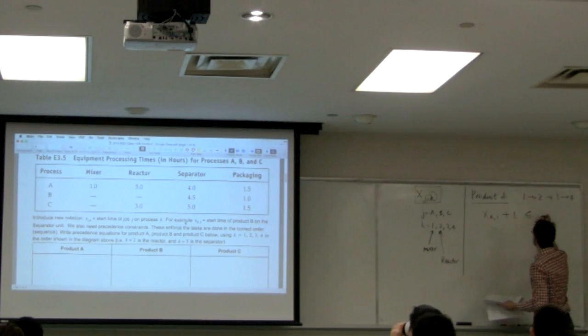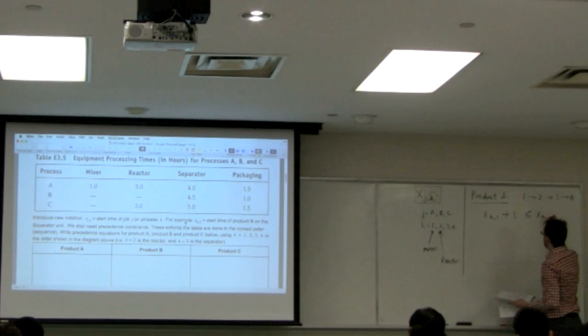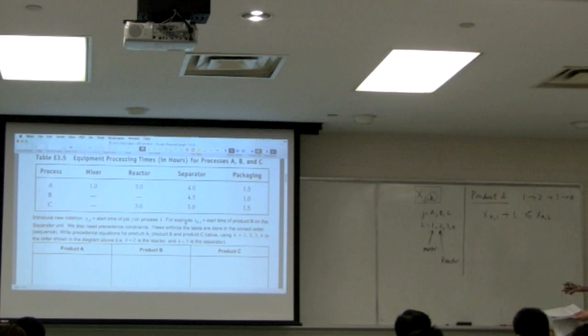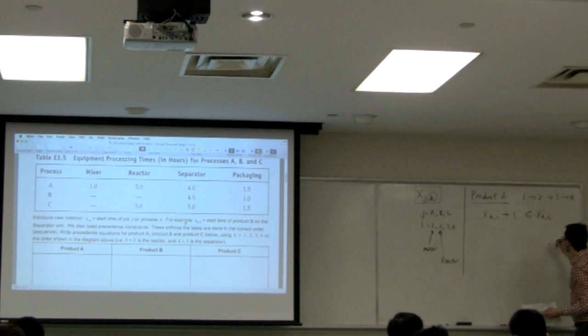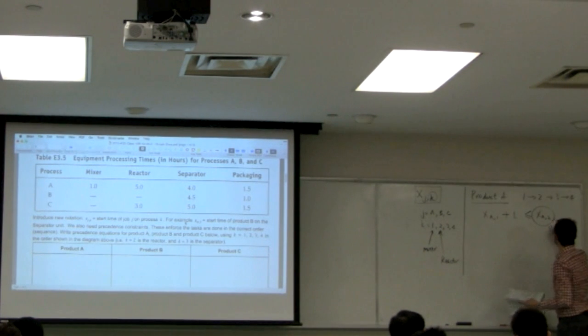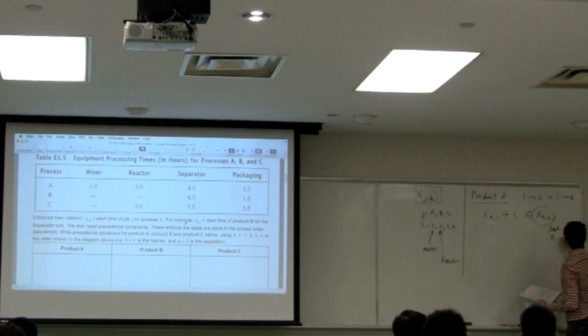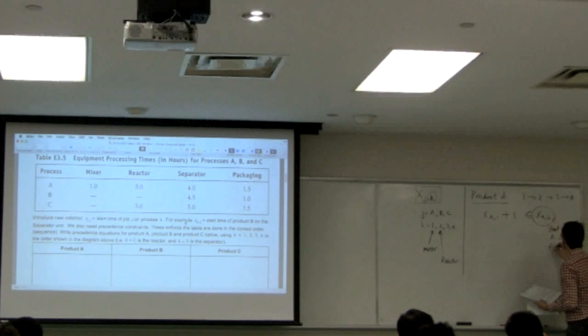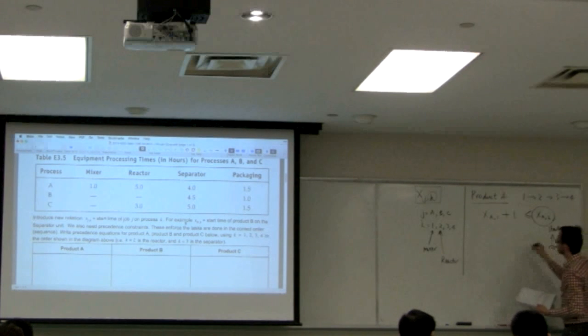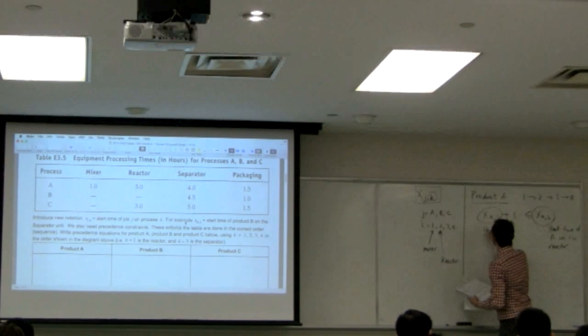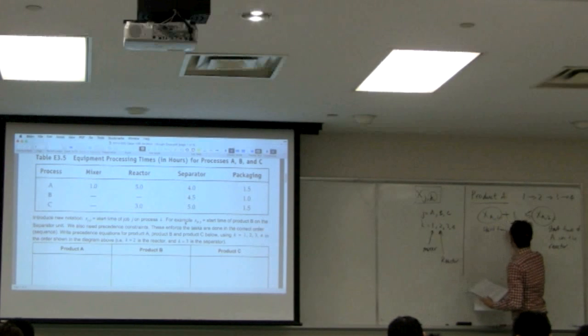Must be less than or equal to A going to the reactor, the start time of A on the reactor. So just in English then, that's the start time of A on the reactor, and this is the start time of A in the mixer.